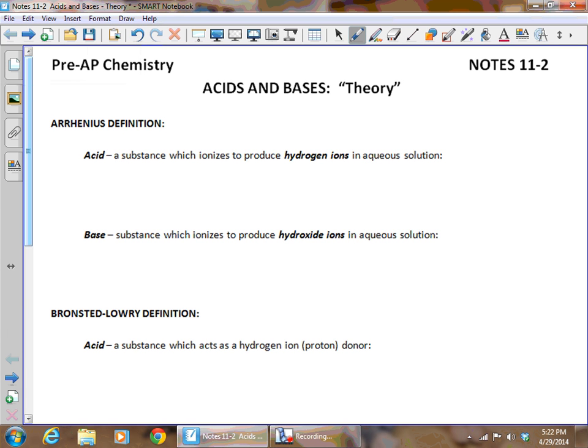Today we're going to talk about acids and bases and the theory behind what makes an acid be an acid and a base a base. If we're dealing with acids, acids are acids because they have hydrogen ions in them. Bases are bases because they have hydroxide ions in a solution that is basic.